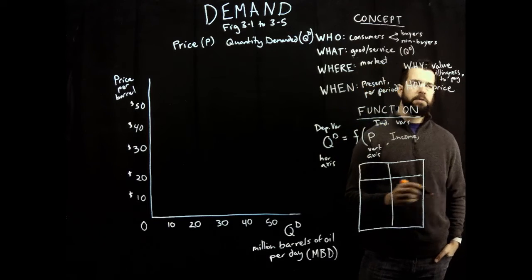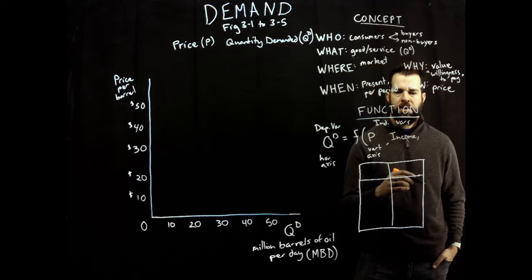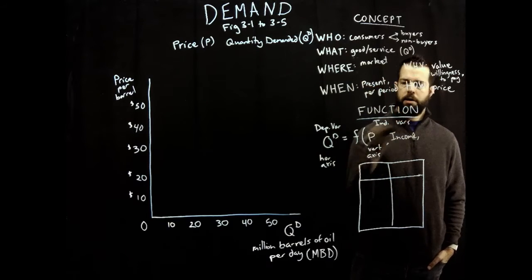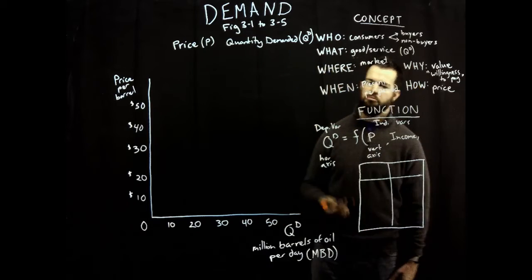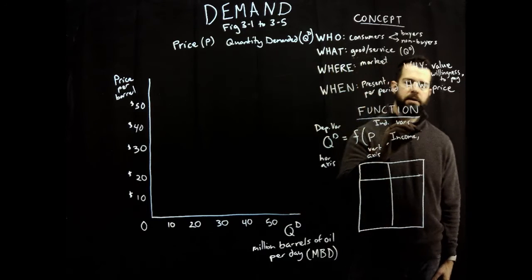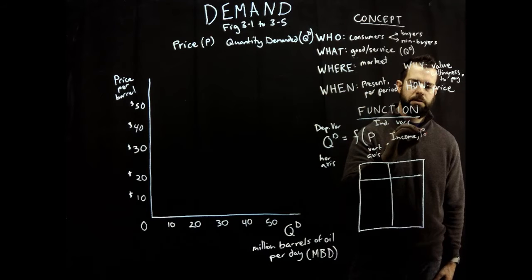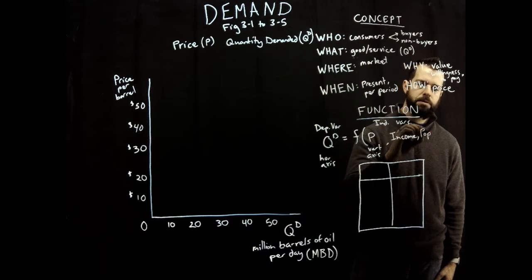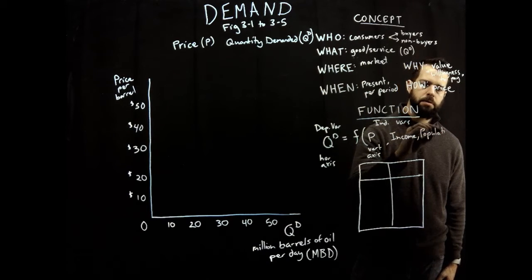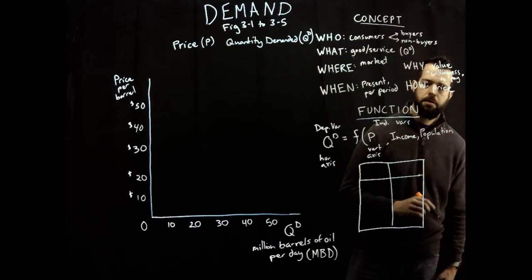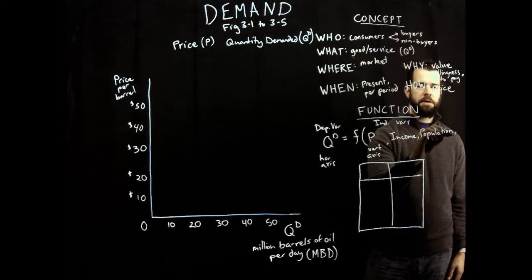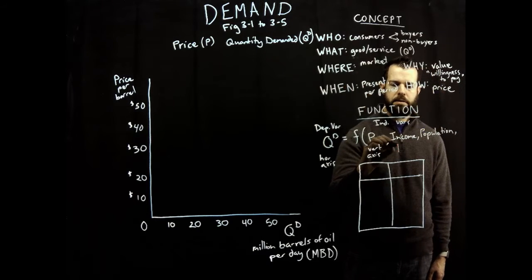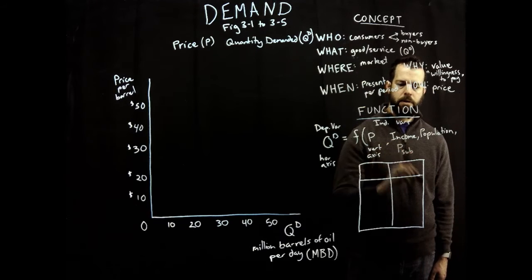Okay. Also, you can have more customers. So if more people are willing and able to buy the good, you're going to sell more at each and every price. And so the population of consumers is a factor.